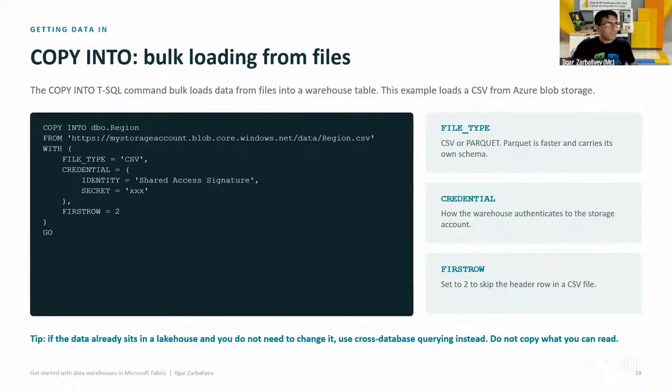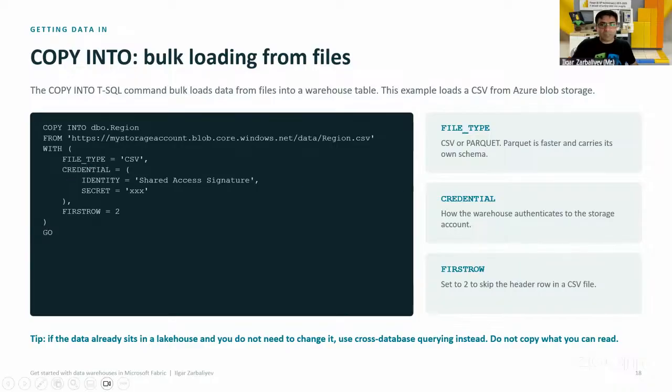FILE_TYPE tells the command what it's reading. In our case, it's CSV. It can be either CSV or Parquet. My advice, prefer Parquet where you have the choice. It's columnar, it's compressed, it loads faster, and it carries its own schema. So you avoid a whole category of type guessing problems.